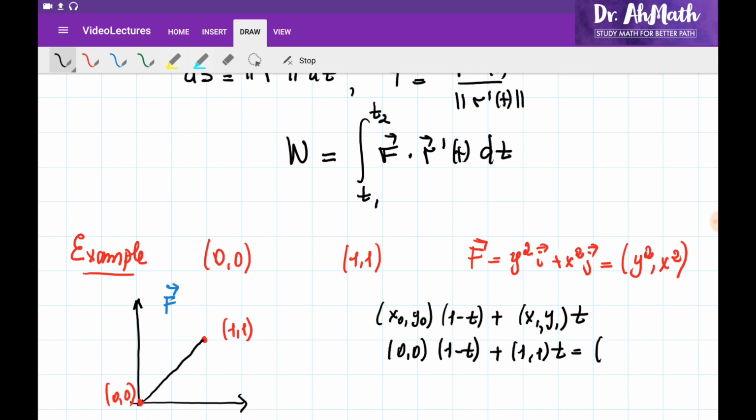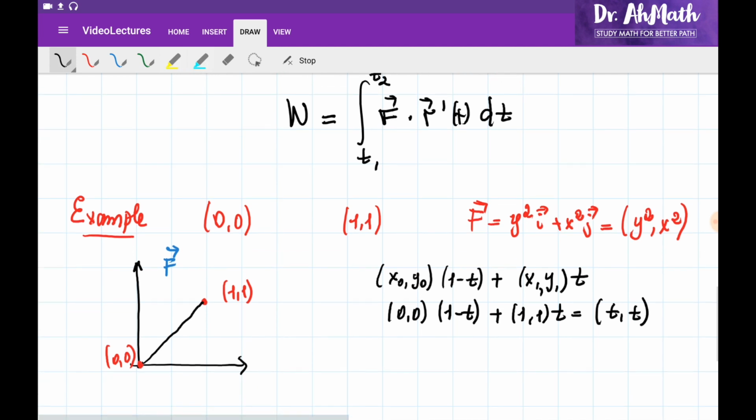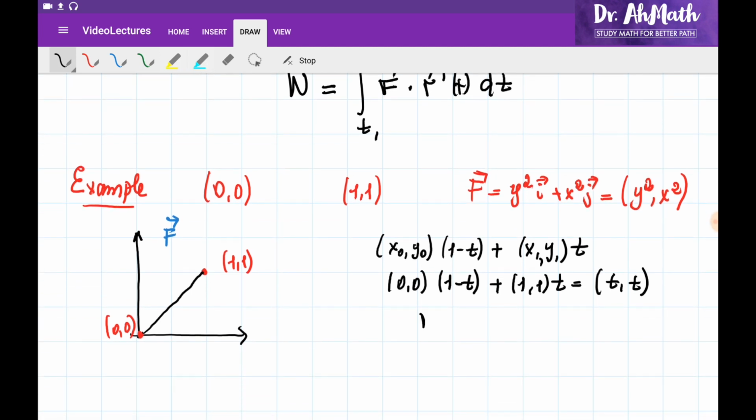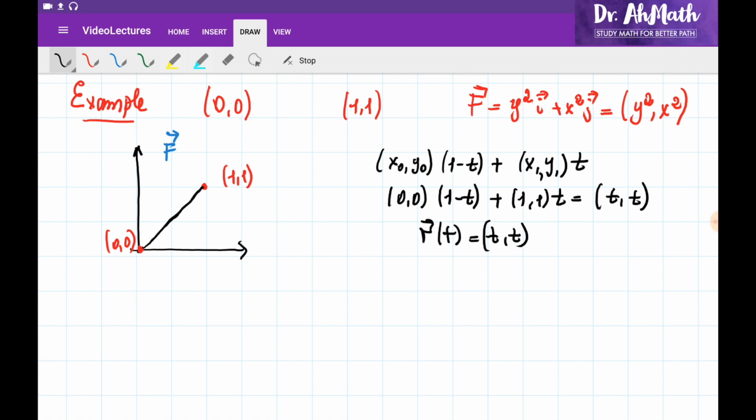So what we would obtain is t and t. So this is the vector equation of our line. So this is r of t, which is equal to t and t. And the work which we have to do here in order to move the object inside a vector field would be equal to the line integration of F dot r prime, and we have to integrate this with respect to t, where t would change from 0 to 1.